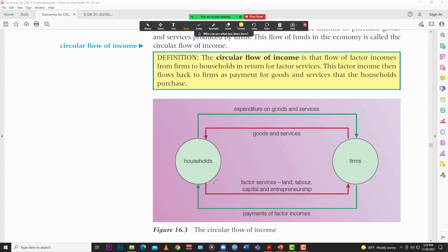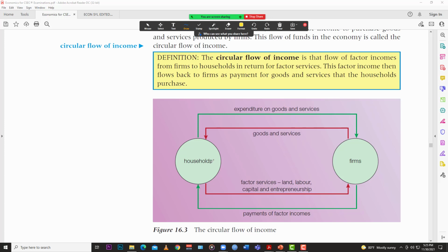And you see it right here in the red line. From the household come the factors of production, or factor services: land, labor, capital, entrepreneurship. They come from the household and flow into the firm, who uses these factors of production, the land, labor, capital, entrepreneurship, to create goods and services. Those goods and services are then purchased by the same households. So that's why you have this flow right there, the inner flow of the factor services and the goods and services.